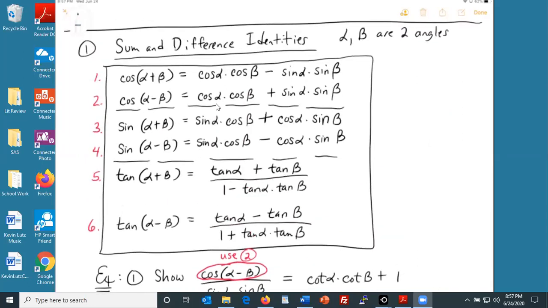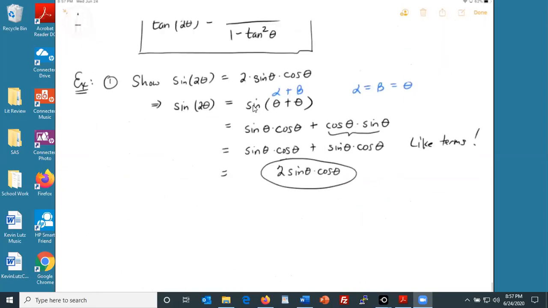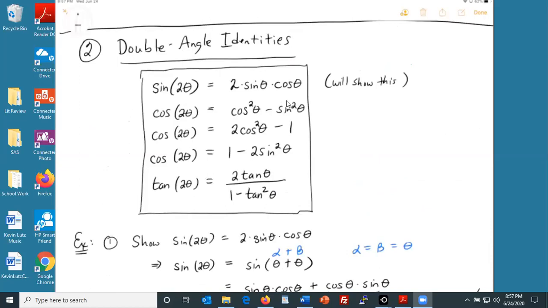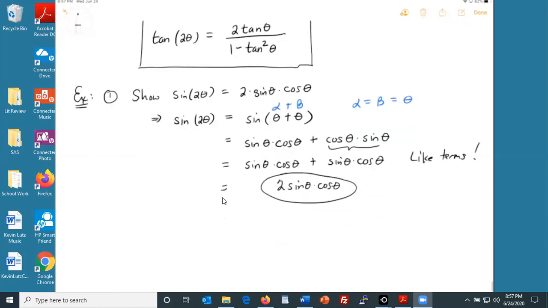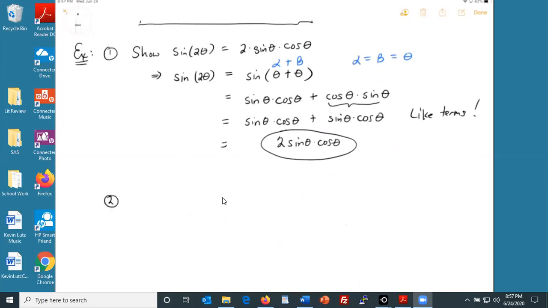So if you let all of these equal theta, for example, in the first one, cosine of theta plus theta is cosine 2 theta. So then you would have cosine theta times cosine theta, which is cosine squared, and this would be sine squared. So that's where that second identity comes from. This cosine of 2 theta is cosine squared minus sine squared. That comes from the sum formula for cosine of theta plus theta.